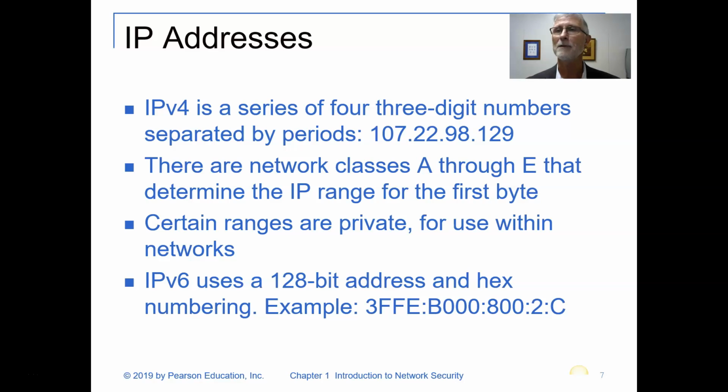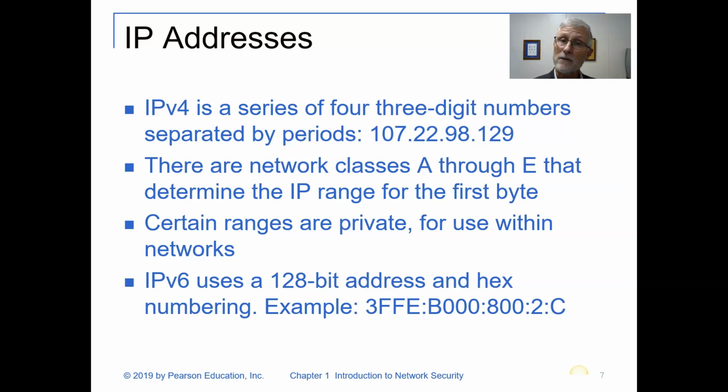Now, an IP address. There's two different types, IPv4 and IPv6. IPv4 uses four 3-digit dotted decimal locations, 107.22.98.129. That's a dotted decimal notation. So each of those 3 digits, it's made up of what? 3 digits makes it how many bytes? But just keep in mind, when you see an IP address, an IPv4 format, it is always in this 4 3-digit number. The digits range between 0 and 255.